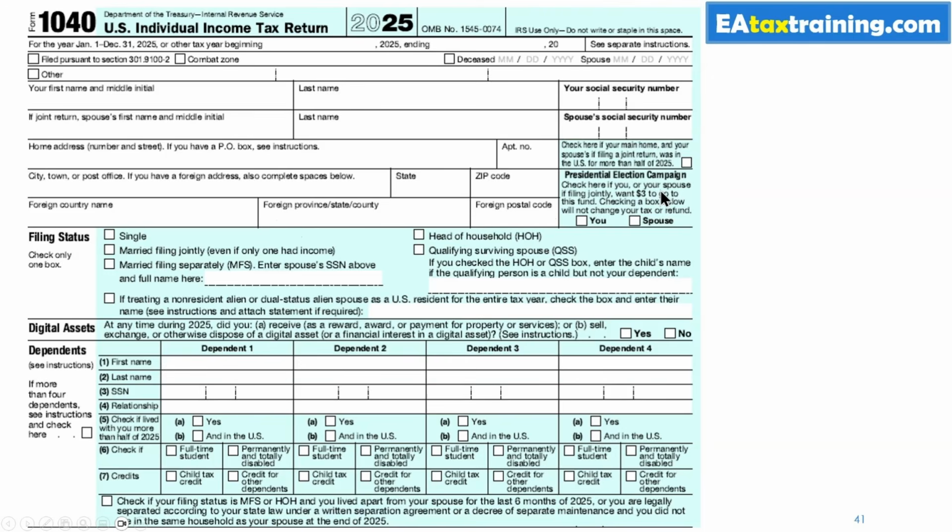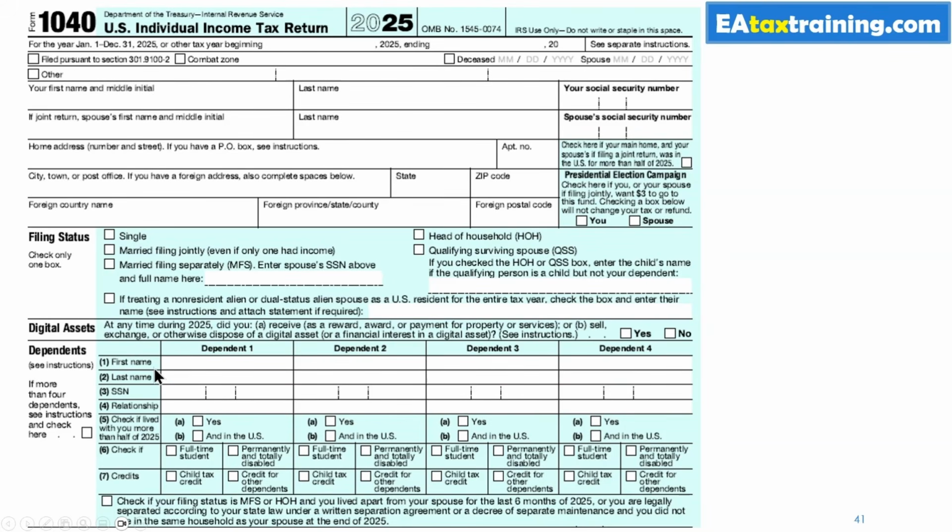Then you're going to see there are some check boxes. We will talk about those check boxes later. And there's also a place for their filing status. We're going to be talking about the filing status. And then there is this box about being a non-resident alien. We are going to be talking all about that as well in this video.